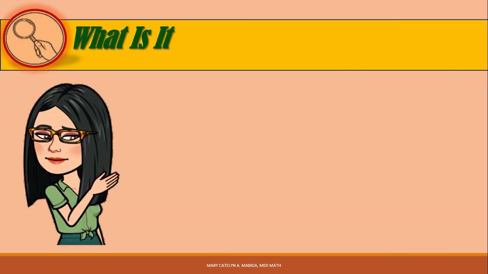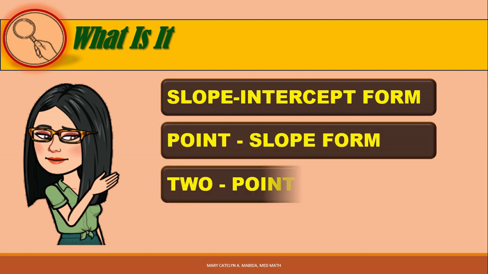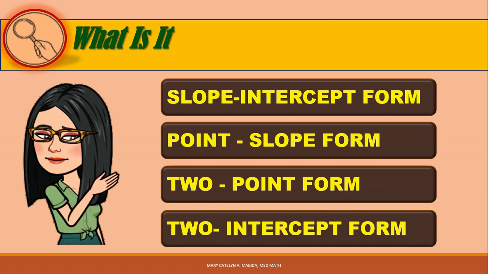The previous lesson taught us how to graph linear equations using 2 points, the intercepts, and the slope and a point on a line. In this lesson, we are going to learn to find the equation of the line using slope-intercept form, point-slope form, two-point form, two-intercept form.